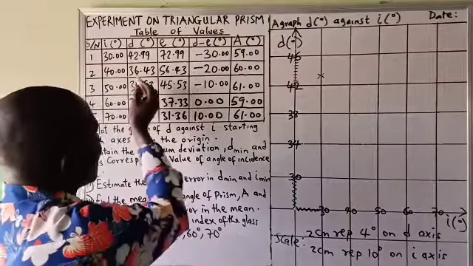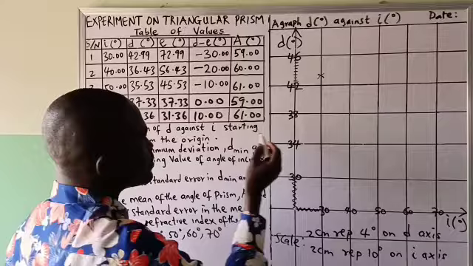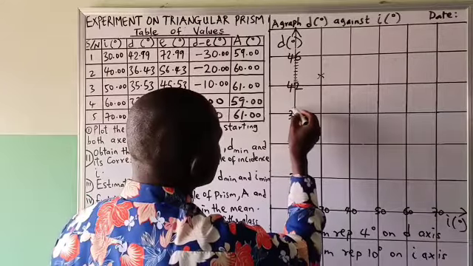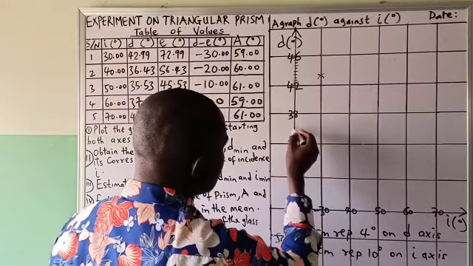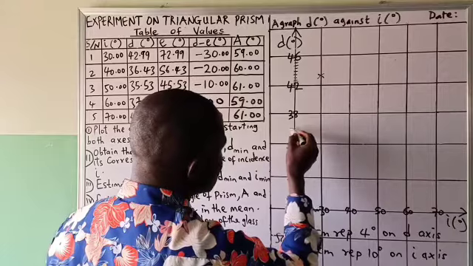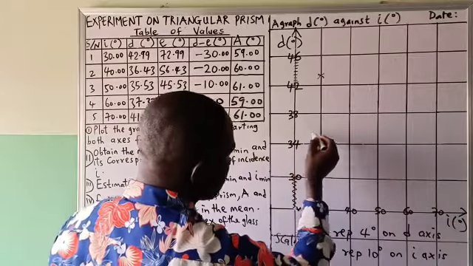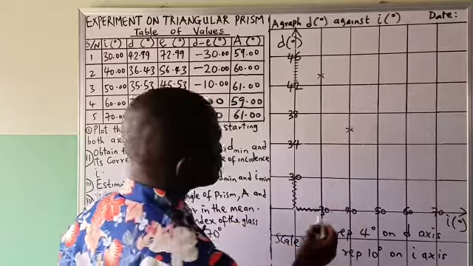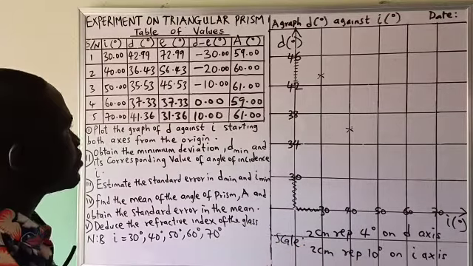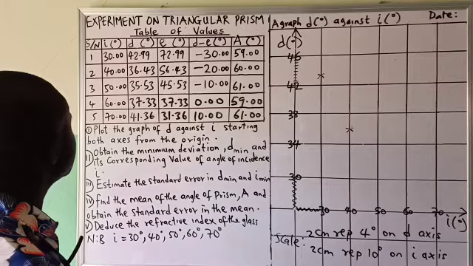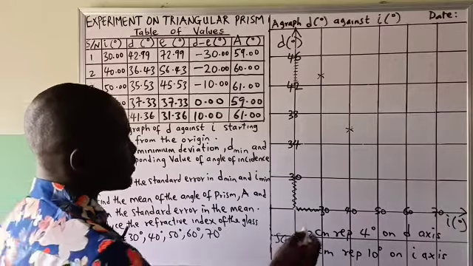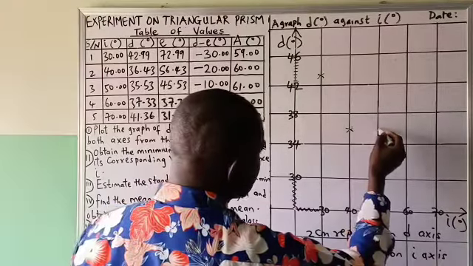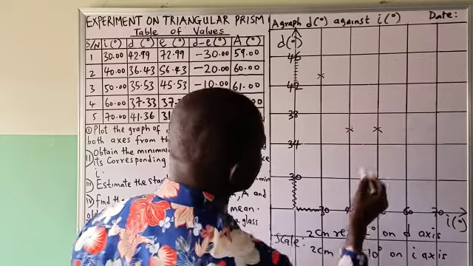Then 36, approximately 36 against 40. This will be 36 in between what? 38 and 34 against 40. I will have it like this. Then the next one, 36 against 50. 36 against 50. I will have it like this.